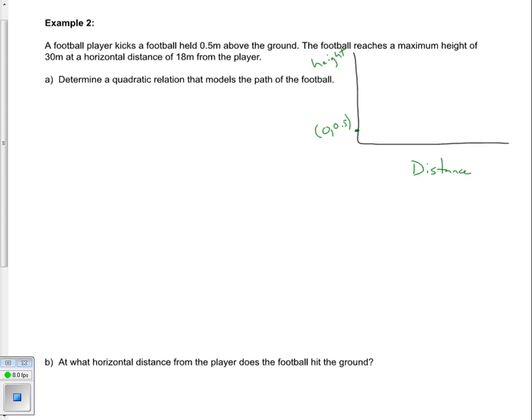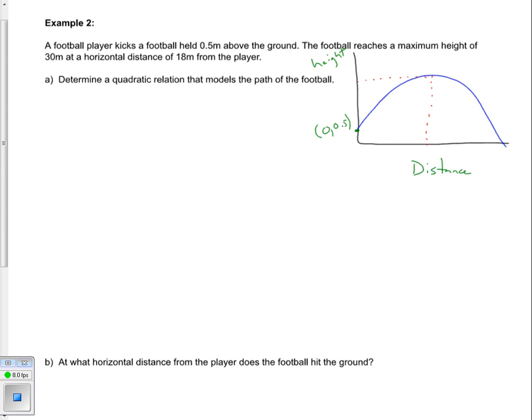It tells us that the football is going to reach a maximum height of 30 meters at a horizontal distance of 18 meters from the player. So this is going to be a parabola. So it's going to fly up in the air and then come back down. It reaches a maximum height of 30 meters, 18 meters from the player.